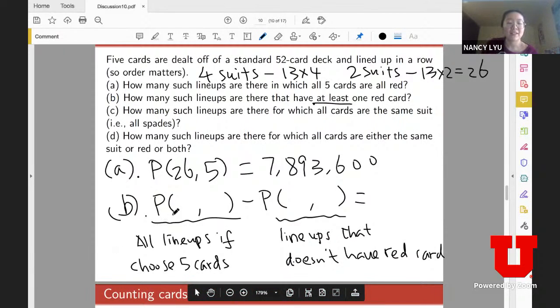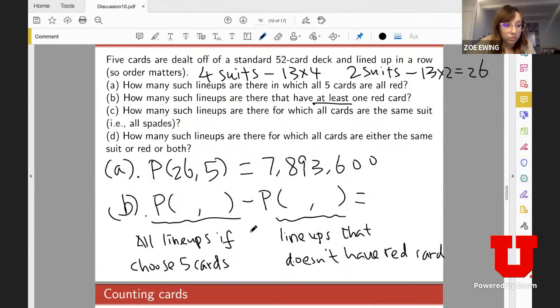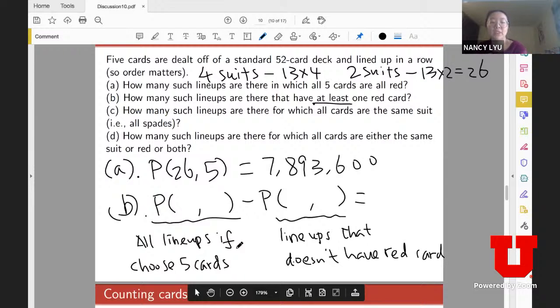Is someone going to give an answer in the chat about what we're going to put for these numbers? Zoe, do you see any answers in the chat? Nope. Okay.